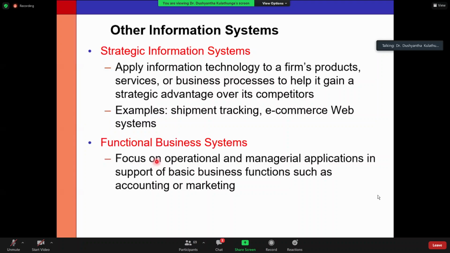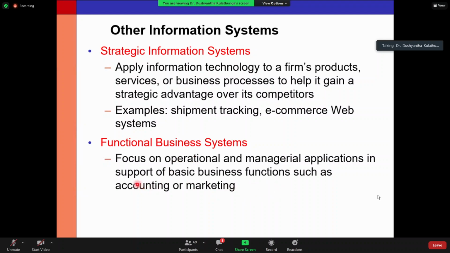Right. Finally, functional business systems focus on operational and managerial applications in support of basic business functions such as accounting or marketing. I mentioned this earlier also. Functional business systems are related to the systems running within a particular function. Every organization has different functions, so depending on the type of the organization, the functions that are there will change. But definitely there will be different functions. These are some traditional functions identified here, like accounting, marketing, or maybe HR, production, and so on.